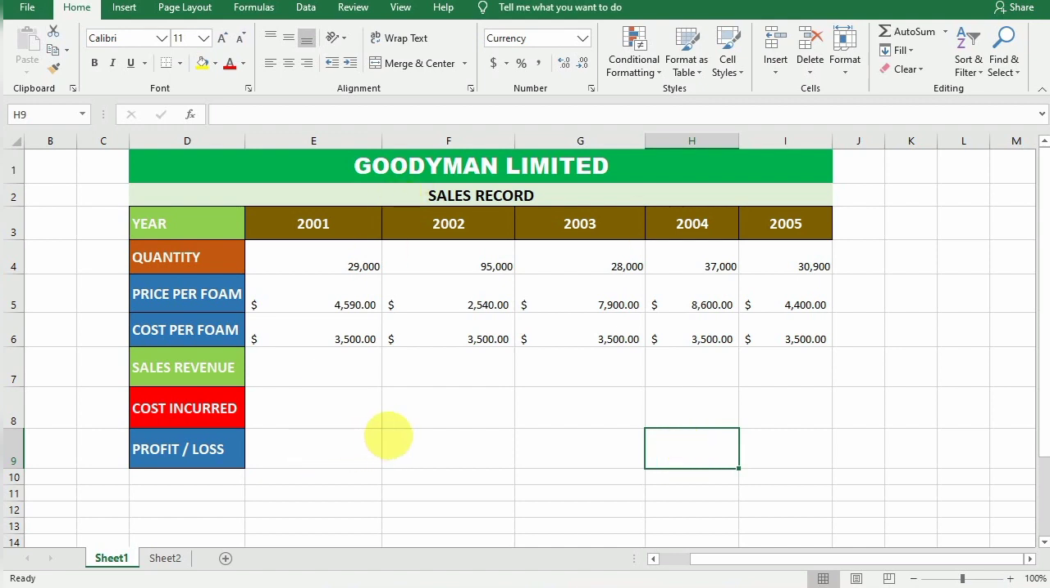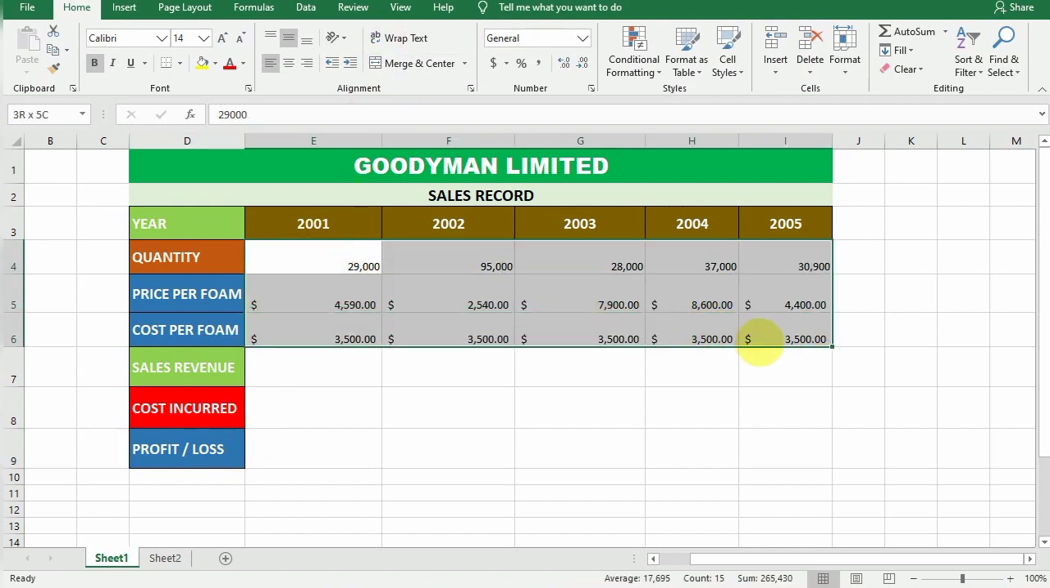Now, we talk about 5 years in this Goody Man Limited sales record. Talk about the quantity, the price, the cost, the sales revenue, the cost incurred, and most especially the profit and loss. This company sells foam. They sell foam throughout a period of 5 years. We gather the data up and want to know how they did in the market. Every data you see here has been predefined and given to you to understand what the analysis is all about.